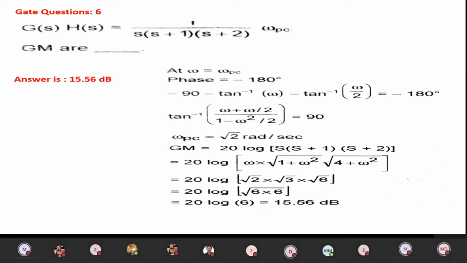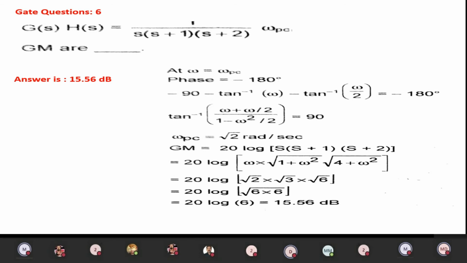Okay, so here, if you apply tan on both sides, the tan inverse will get cancelled. Tan of 90 degree will give the value. Then you can obtain this omega value. So the omega value will be obtained as root of 2, which will be the omega pc value.